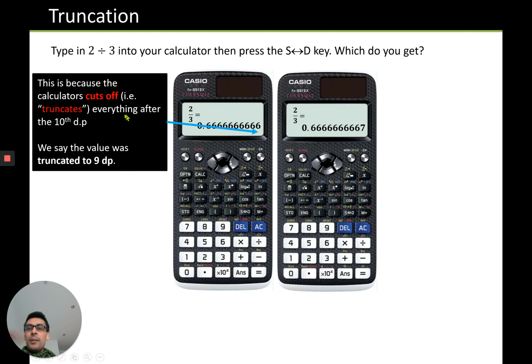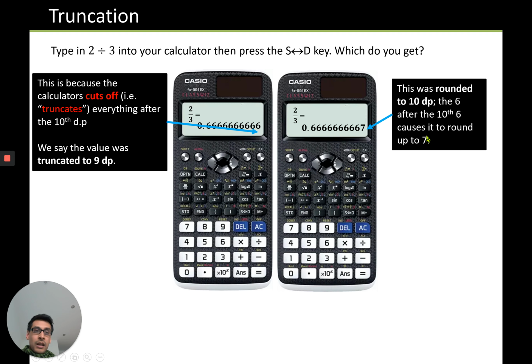So it cuts off the number. And that's what truncation is, just when you chop off a number at a certain point. In this case, it's 9 decimal places. If you have a more modern calculator, then it knows how to round. It's been programmed to do that. So in that case, you can say that this number has been rounded to 10 decimal places because the 6 that's not on this display rounds the last 6 that is on the display up to a 7.